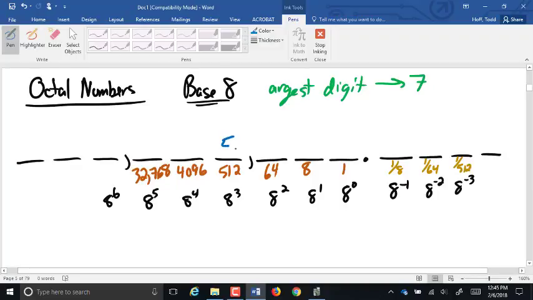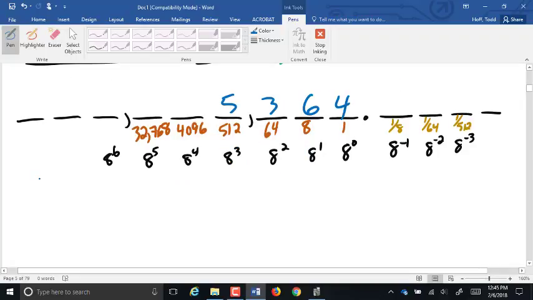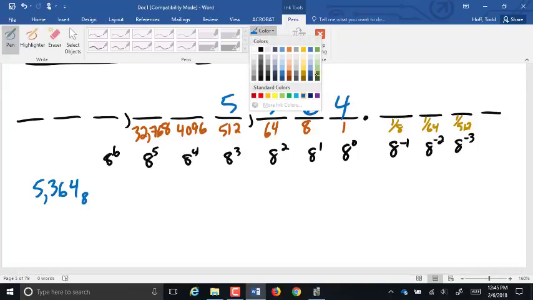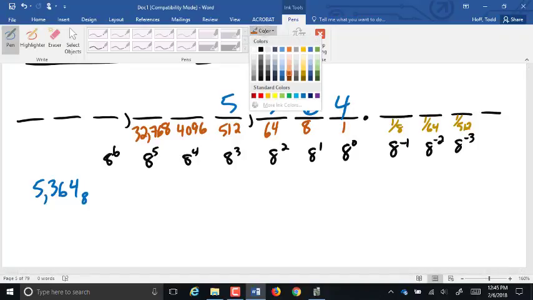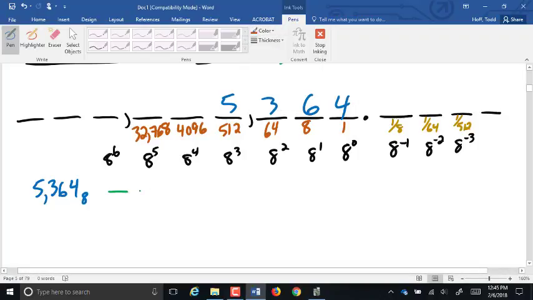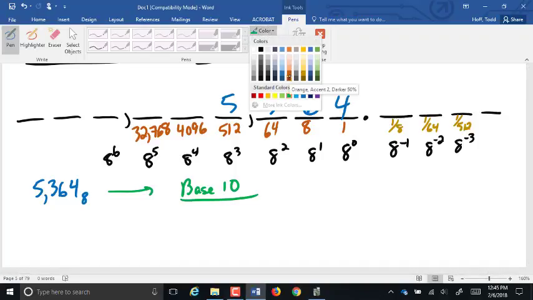So let's have the number 5364 here. That's the octal number 5364. Now the notation we would use, it would look like this. That little 8 down there is indicating that's base 8. There are other notations, but that's the most common one. To translate that into base 10, we would have to take each digit times its place value.